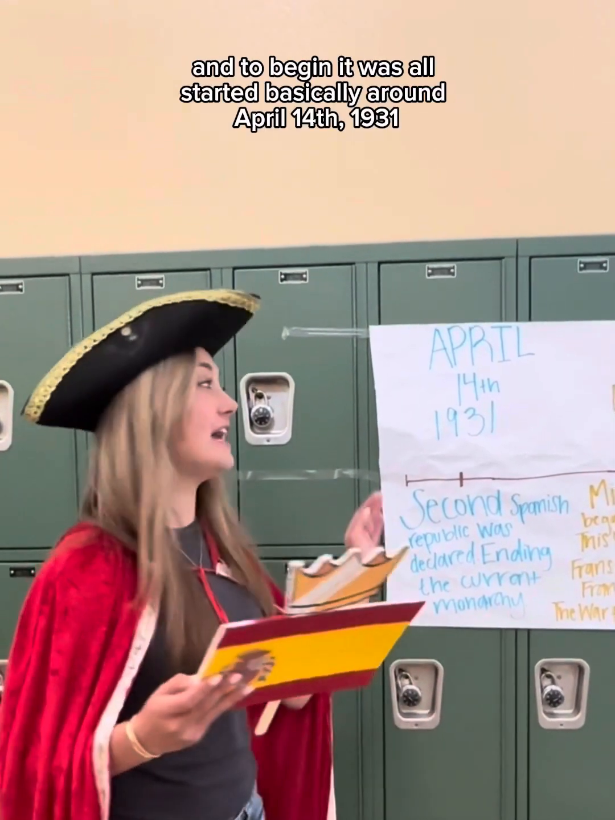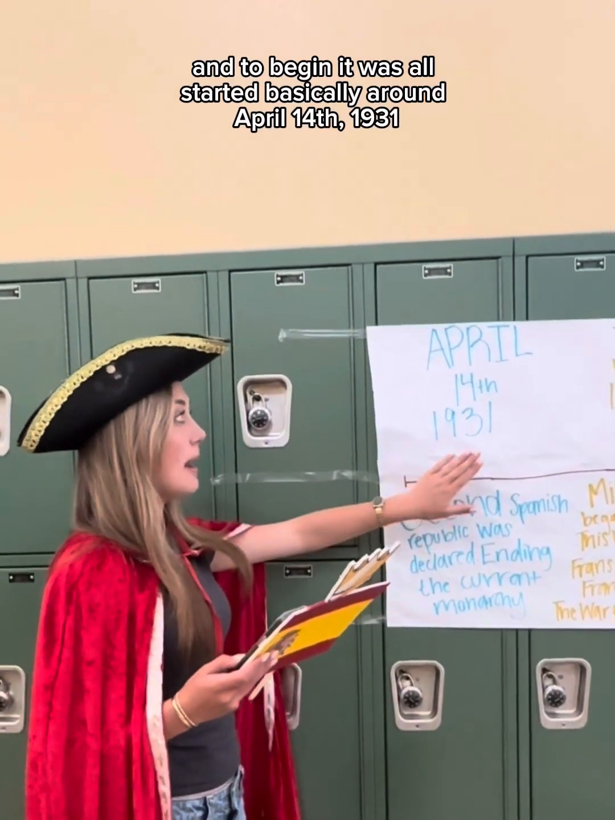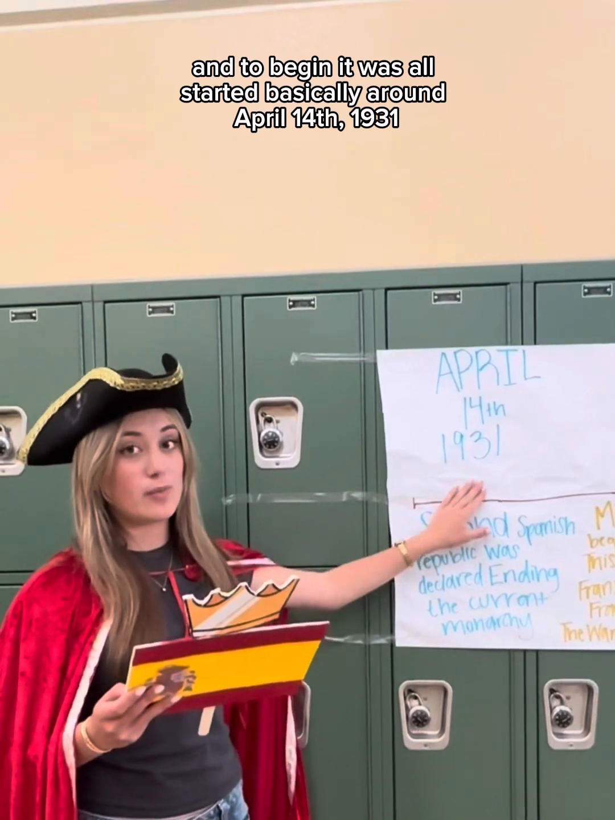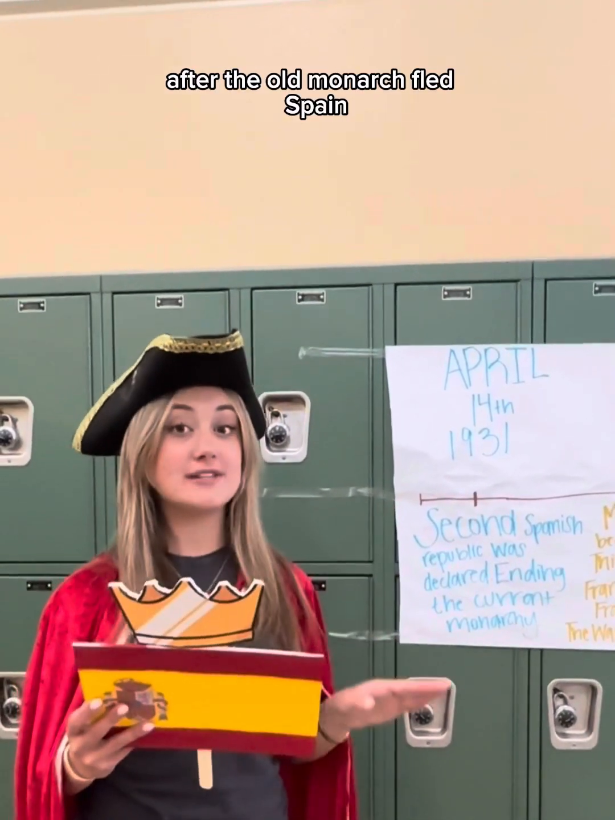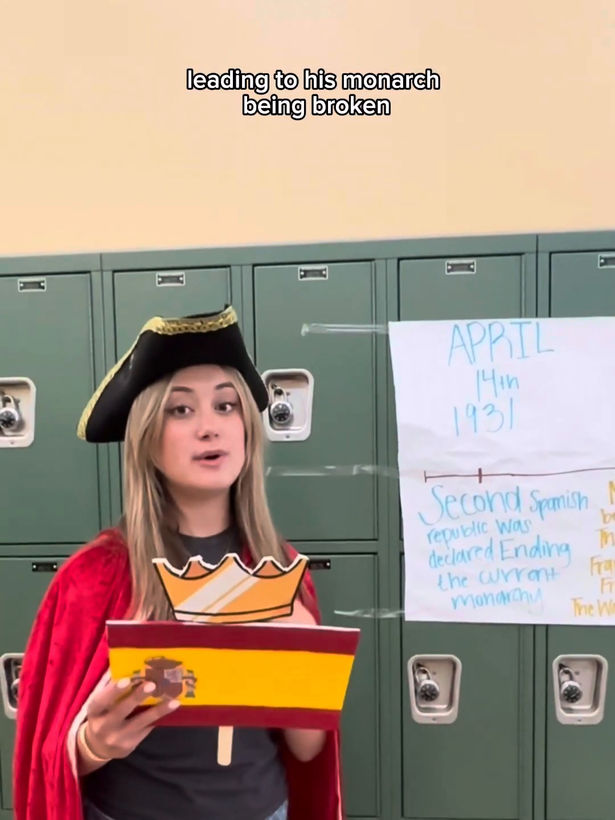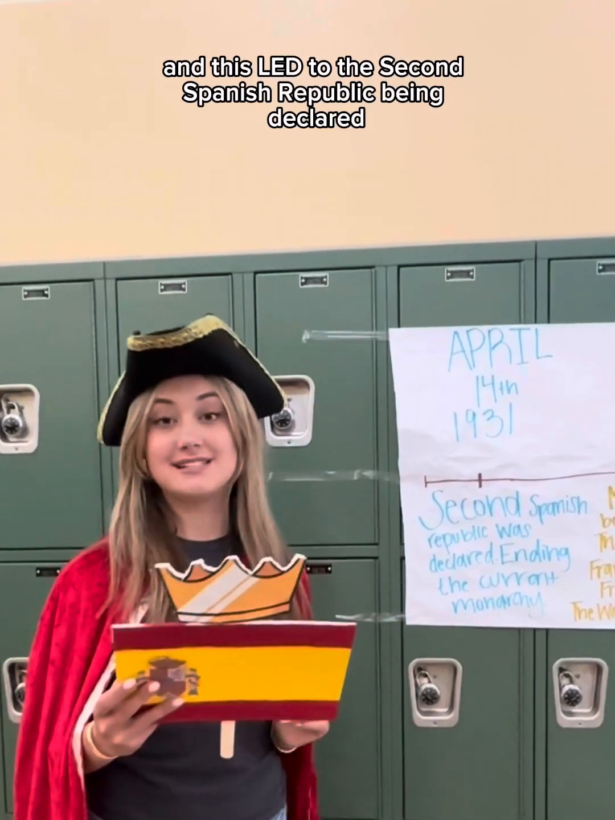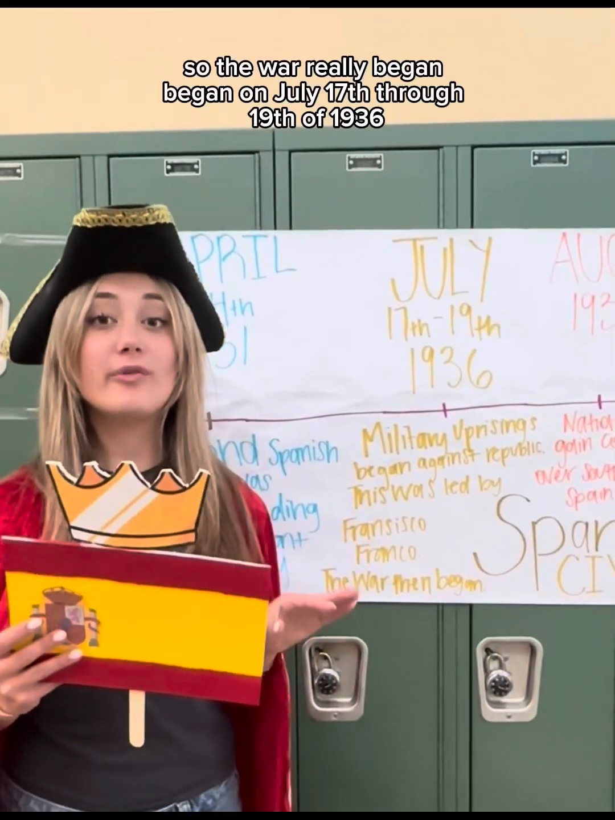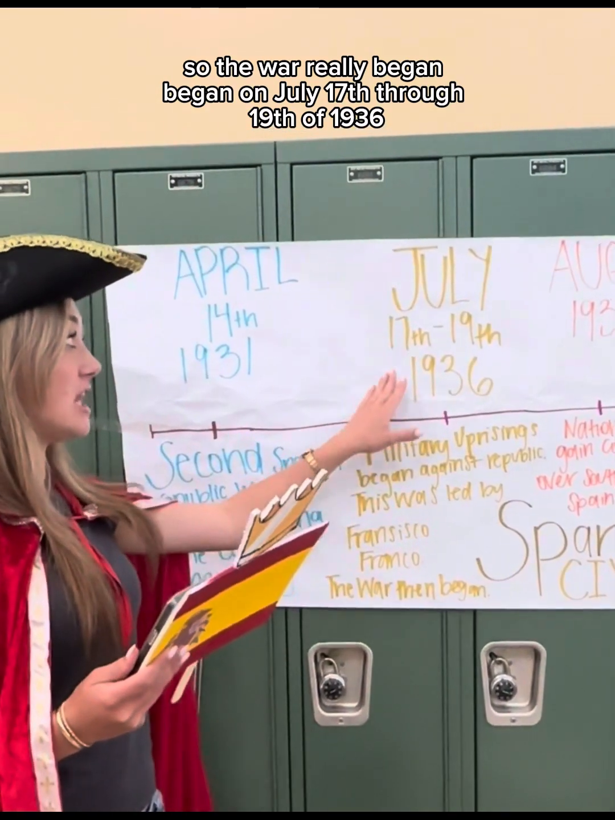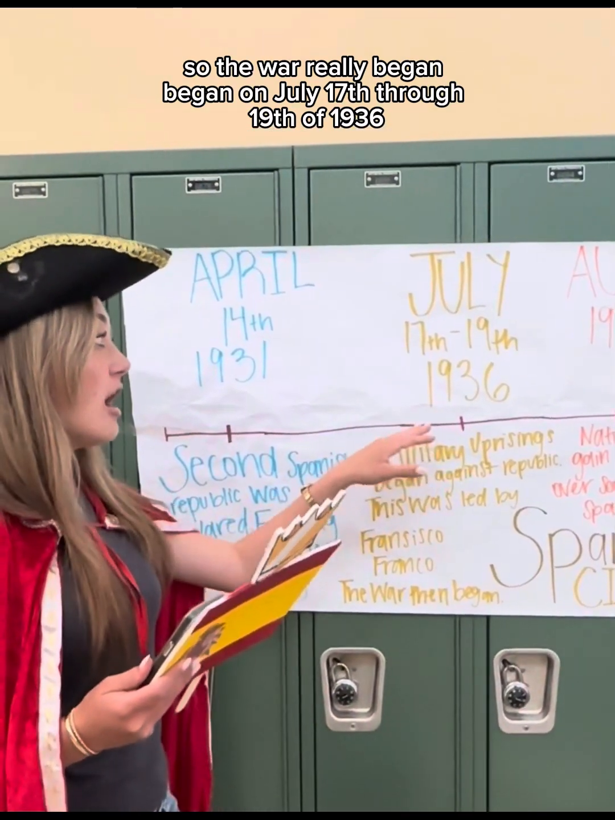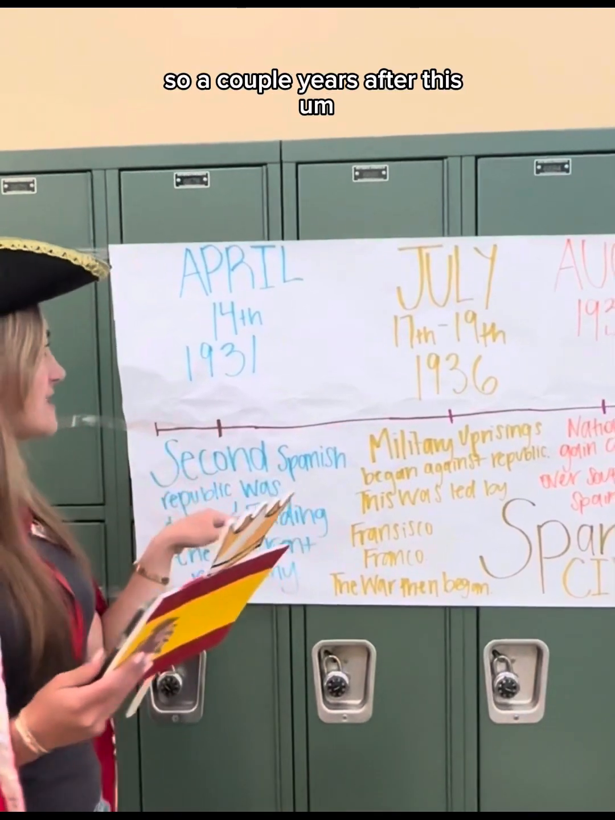To begin, it all started basically around April 14th, 1931, after King Alfonso XIII fled Spain, leading to his monarchy being broken, and this led to the Second Spanish Republic being declared. So the war really began on July 17th through 19th of 1936, a couple of years after this.